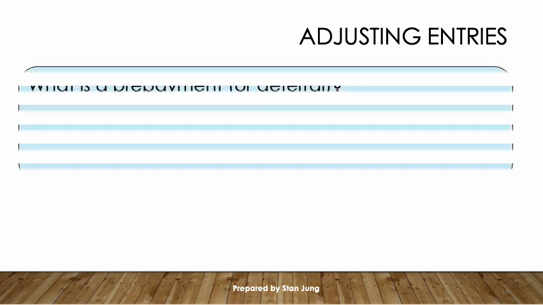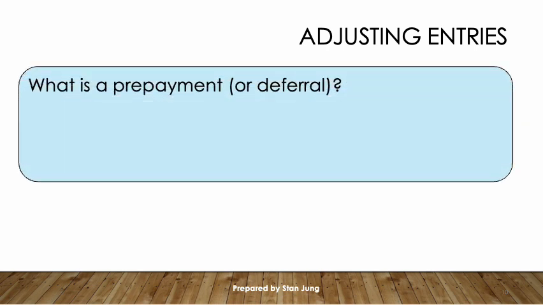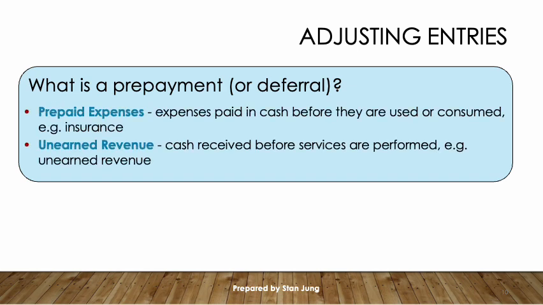Let's start off with prepayments, or another term to describe that is a deferral. There are 2 types. One is a prepaid expense that you will make to another supplier. These are expenses paid in cash before they are used, and the most common example of that is insurance. You pay for insurance at the beginning of the term, but you use the insurance over the course of 1 year, and so that's how you will expense the insurance expense.